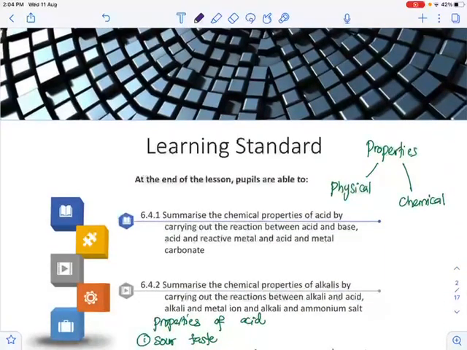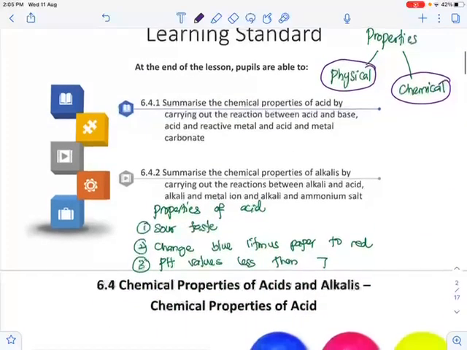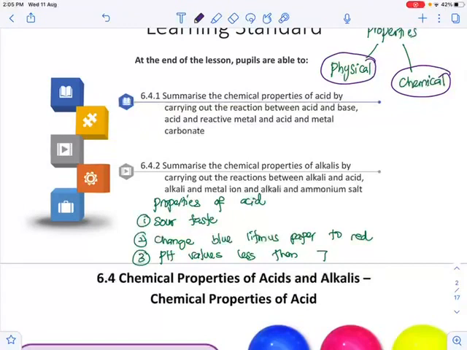There are two types of properties, which are physical properties and chemical properties. Physical properties of acid are those that you can observe with your five senses. For example, acid has a sour taste, changes blue litmus paper to red, and has a pH value less than 7.